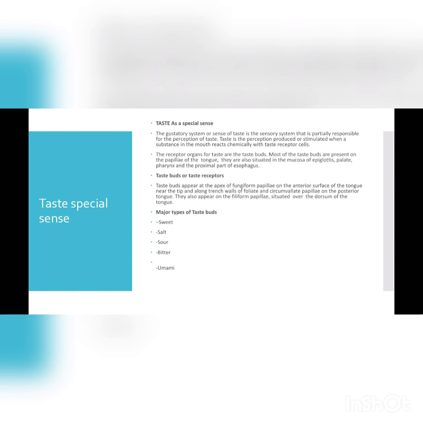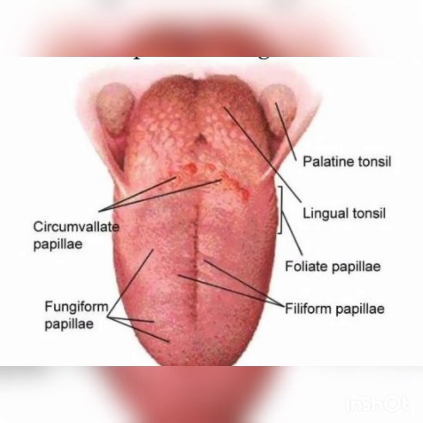These receptor organs for the taste are present on the papillae of the tongue, and they are also situated in the mucosa of the epiglottis, the palate, the pharynx, and the proximal part of the esophagus. The taste buds are located, to be precise, at the apex of the fungiform papillae on the anterior surface of the tongue, near the tip, and along the trench walls of the foliate and circumvallate papillae on the posterior tongue. They also appear on the filiform papillae, situated all over the dorsum of the tongue. And this is what you're able to see in the picture.